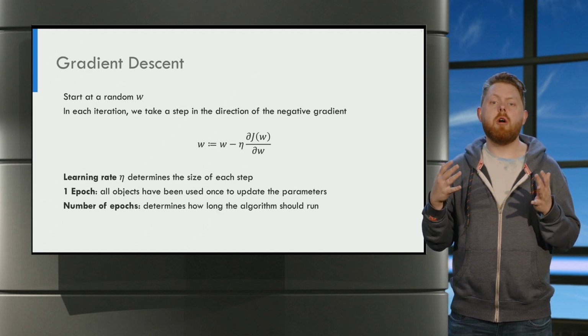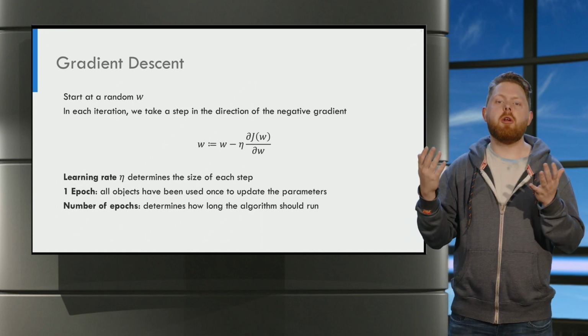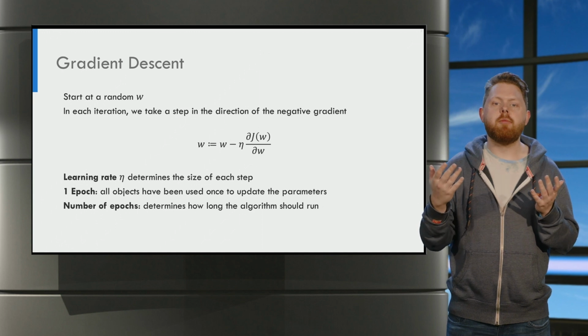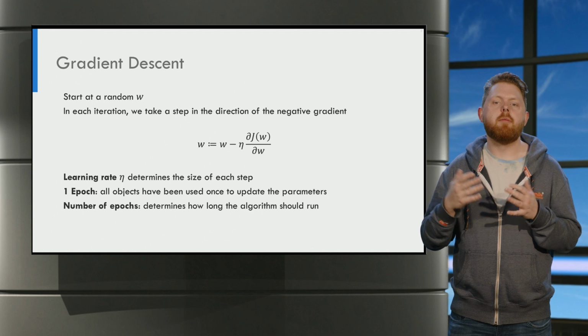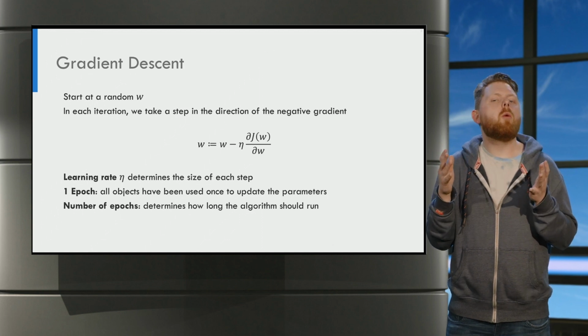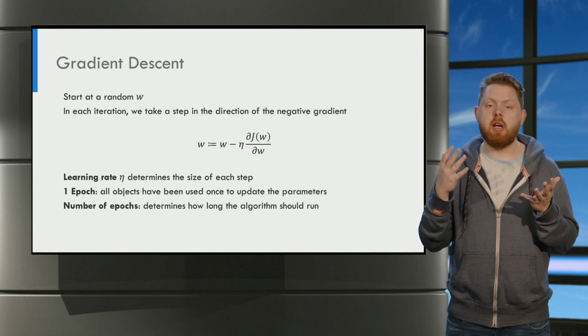Gradient descent runs in a loop. The number of iterations is determined by the number of epochs. This determines how long the computation is going to take. This can take quite long in some cases, especially if you have a lot of data.